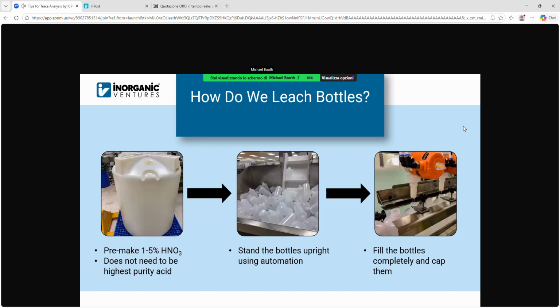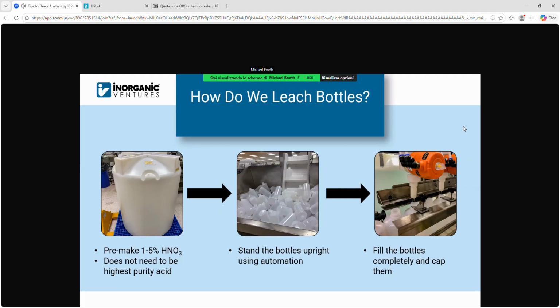So if you are interested in leaching your own containers, this is how we leach our bottles, but it's a very similar process for tubes, for basically anything that makes contact with our standard can follow a similar leaching process. So first up, you need to make a leaching solution, and you pre-make 1 to 5% nitric. That nitric doesn't need to be a really high purity nitric acid. It can be your stock nitric acid that you want to use. You're not really overly concerned about the cleanliness of the acid, just that it's acidic and it's going to pull those contaminants out of the bottle.